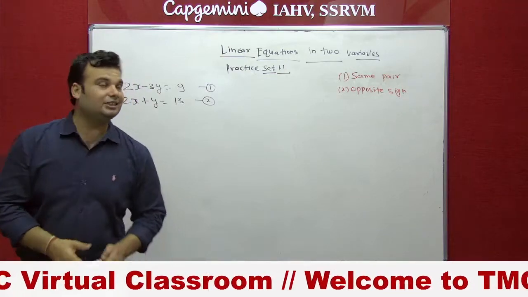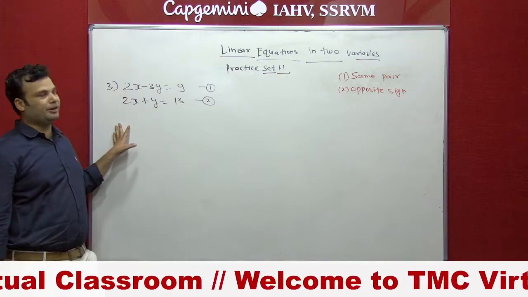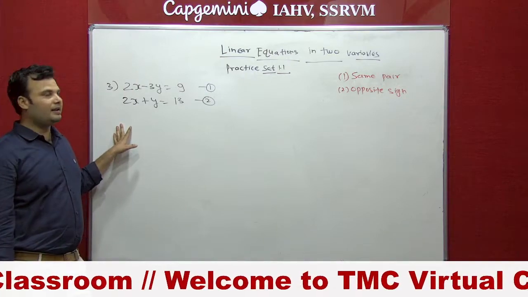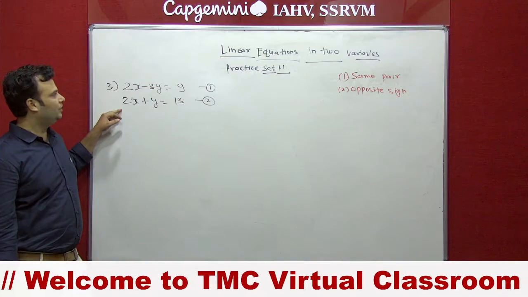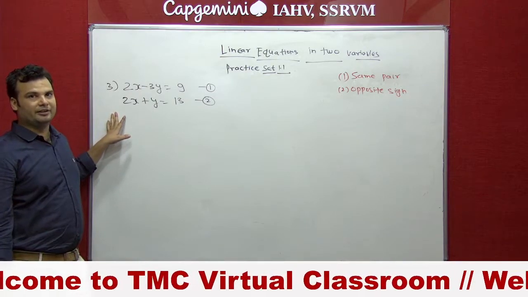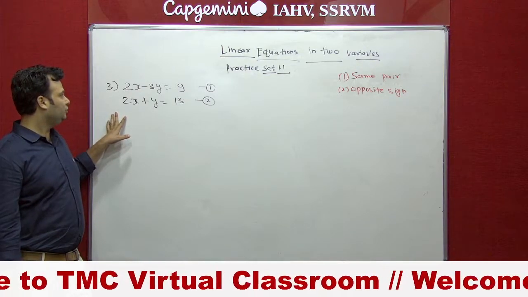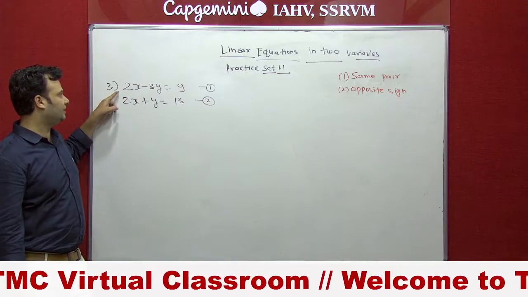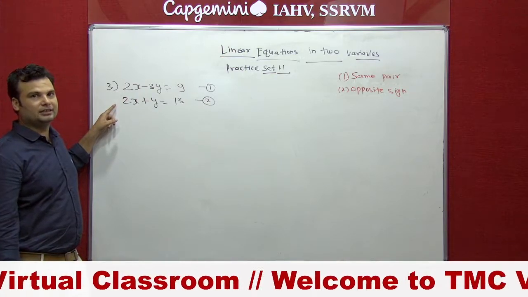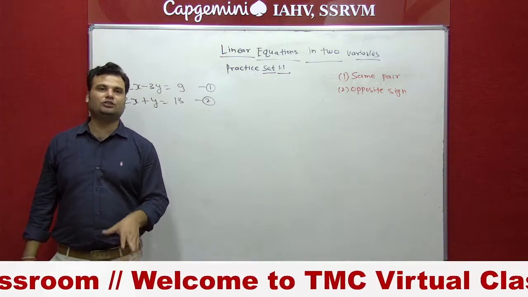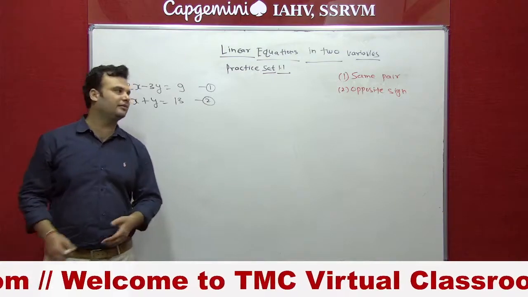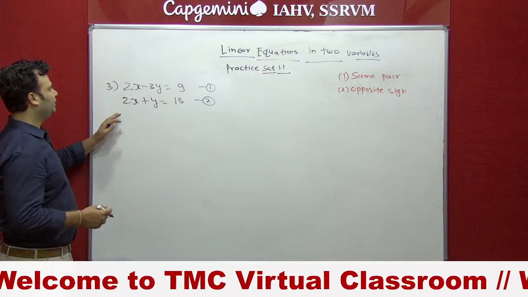Now student, you can see in this part, again same pair we require. So easily you can identify, yes, correct, it is 2x and here is also 2x. But what about the second parameter, that is opposite sign? It is plus 2x and in the second equation also plus 2x. So that time we have to take opposite sign, so we have to subtract.